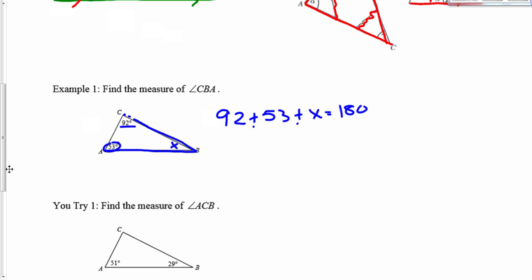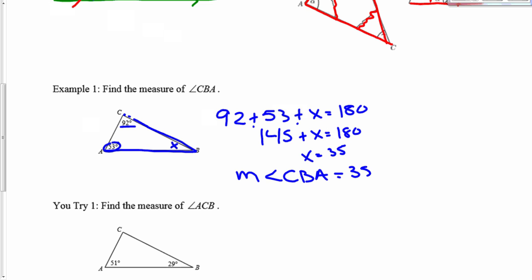Now I'm going to solve my equation. 92 plus 53 is 145. Subtract 145 on both sides, so I get 35. So I can say the measure of angle CBA equals 35 degrees. That is my math notation. M stands for measure. This little symbol is our angle. CBA is equal to 35, and don't forget your degree symbol.